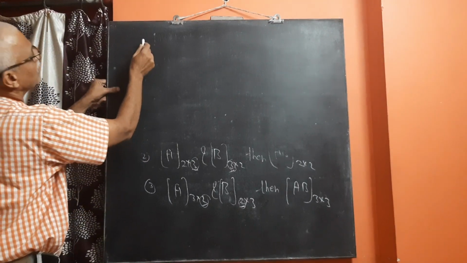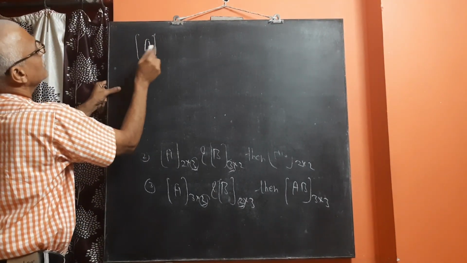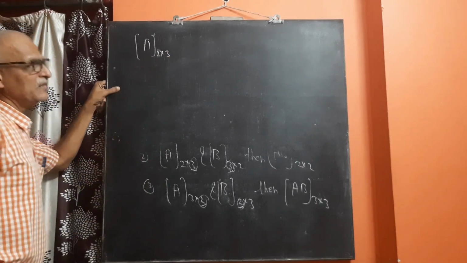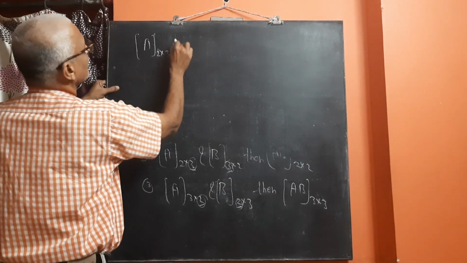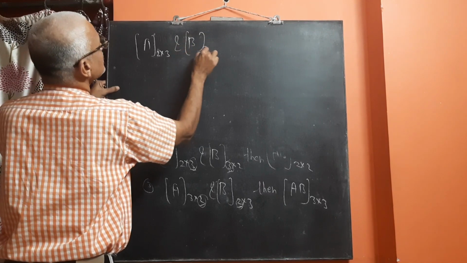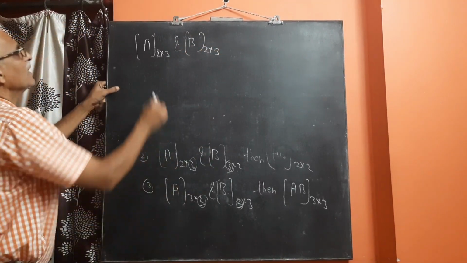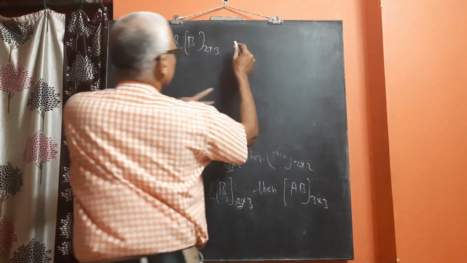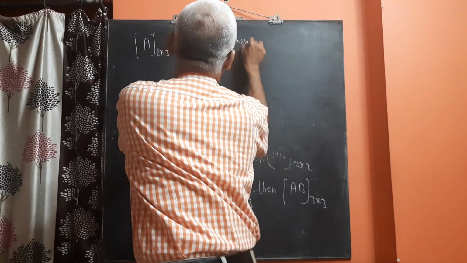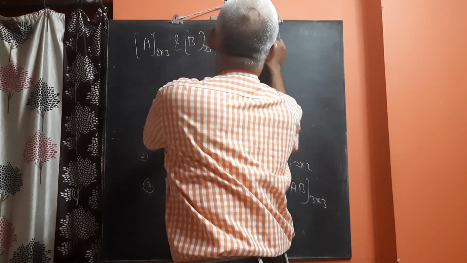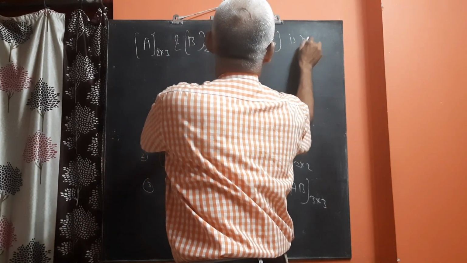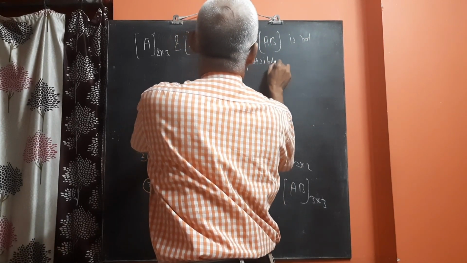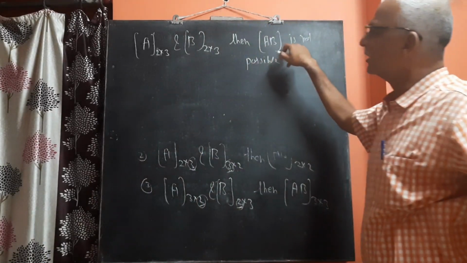If the order of A is 2 by 3 and the order of B is also 2 by 3, then the matrix AB is not possible. That means we can't find out the product AB.